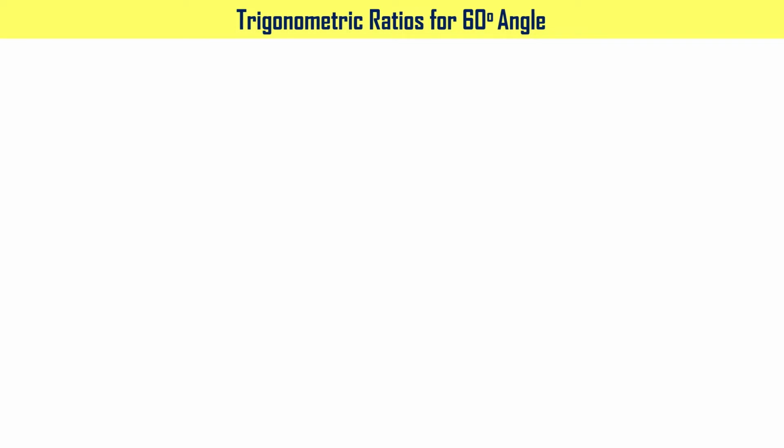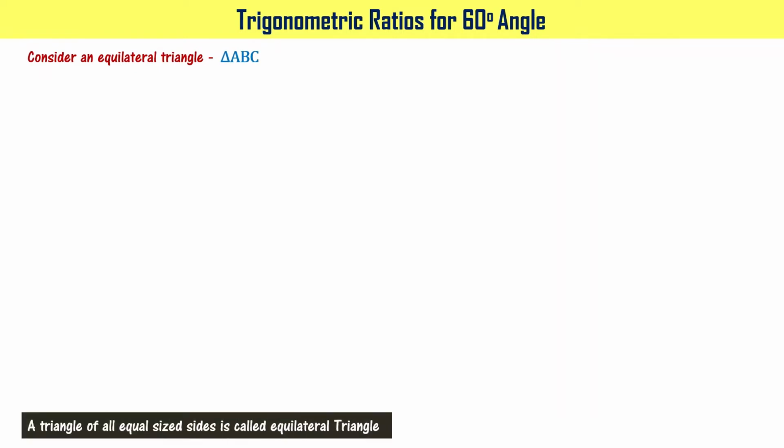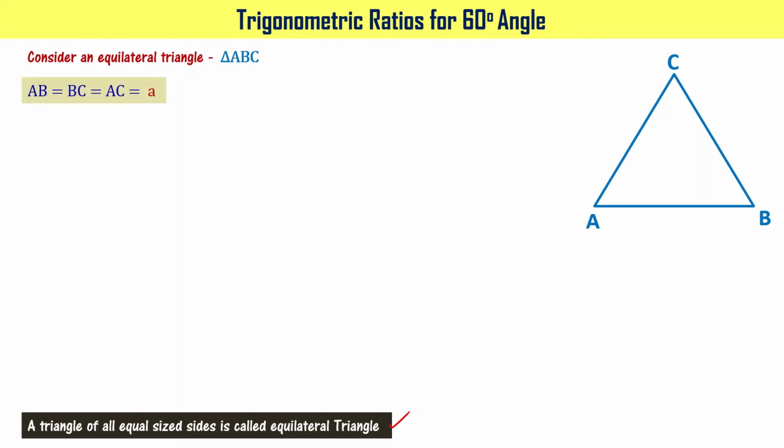Now let's get trigonometric ratios for 60 degrees angle. Consider an equilateral triangle, triangle ABC. What does it mean by equilateral triangle? A triangle of all equal sized sides is called an equilateral triangle. Means in an equilateral triangle, all the sides are going to be of equal length, right? It means AB equal to BC equal to AC. Here I am using A units. It means AB is A units and BC is A units and AC is also equal to A units, right?